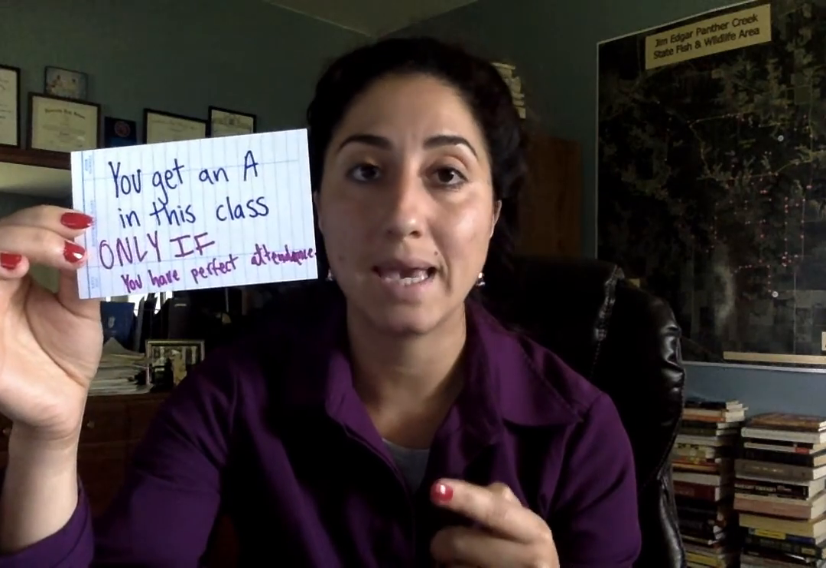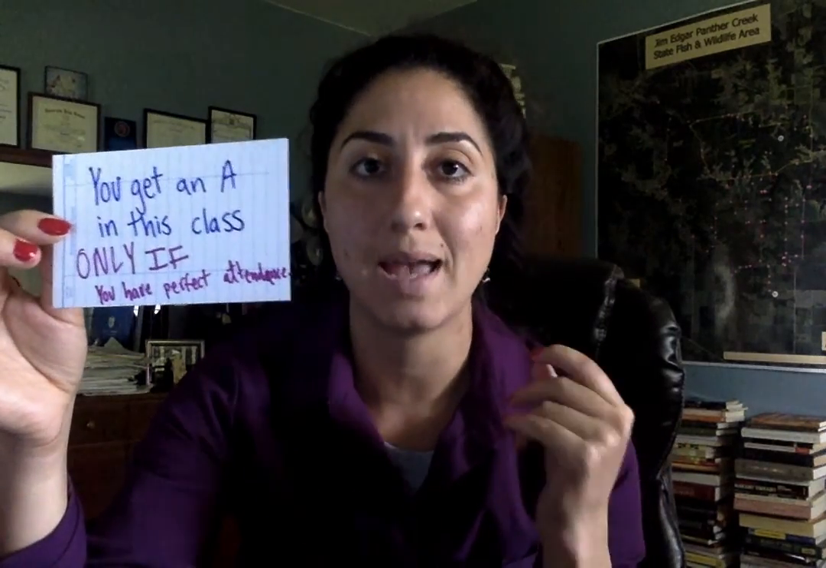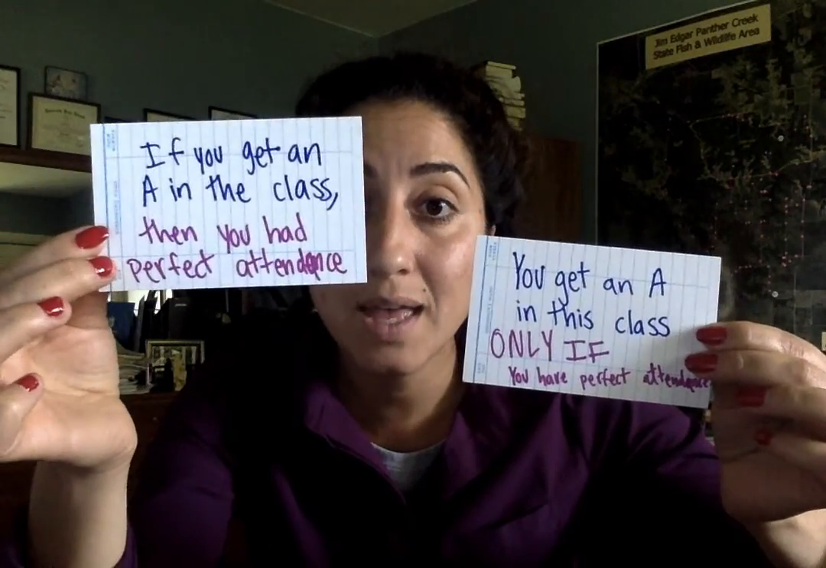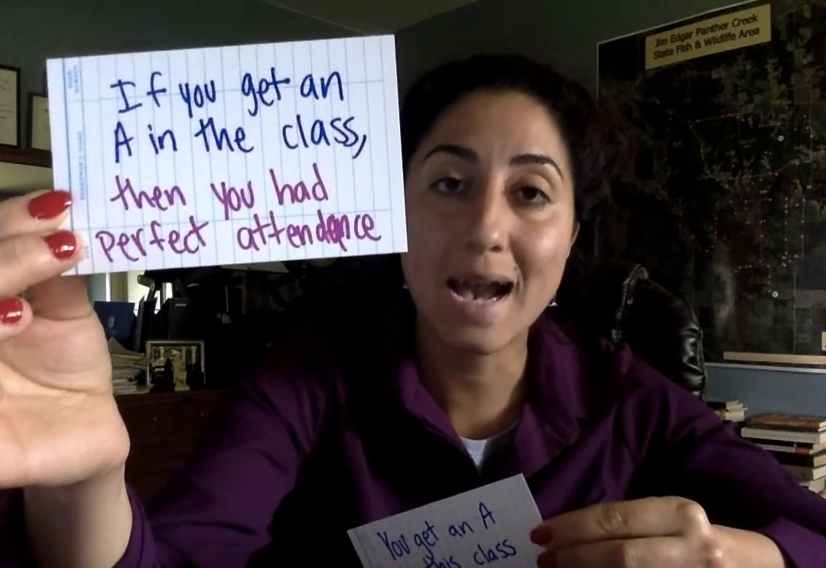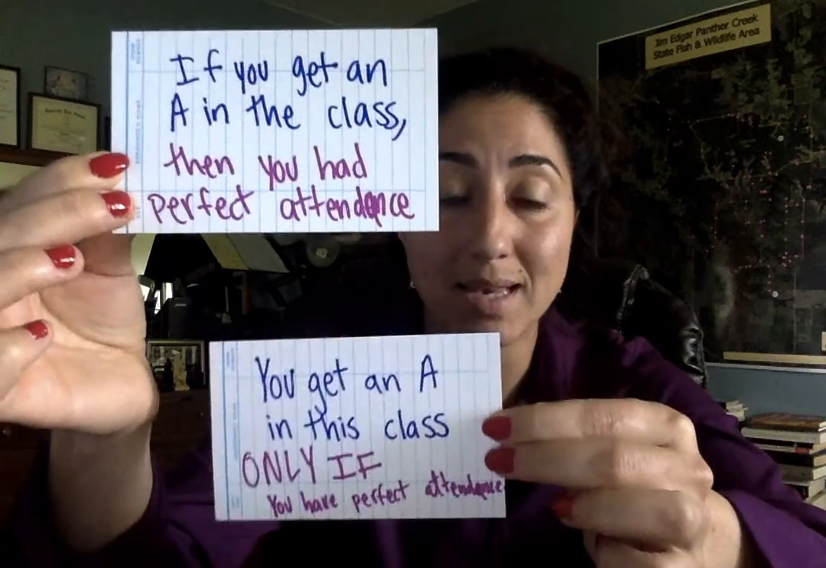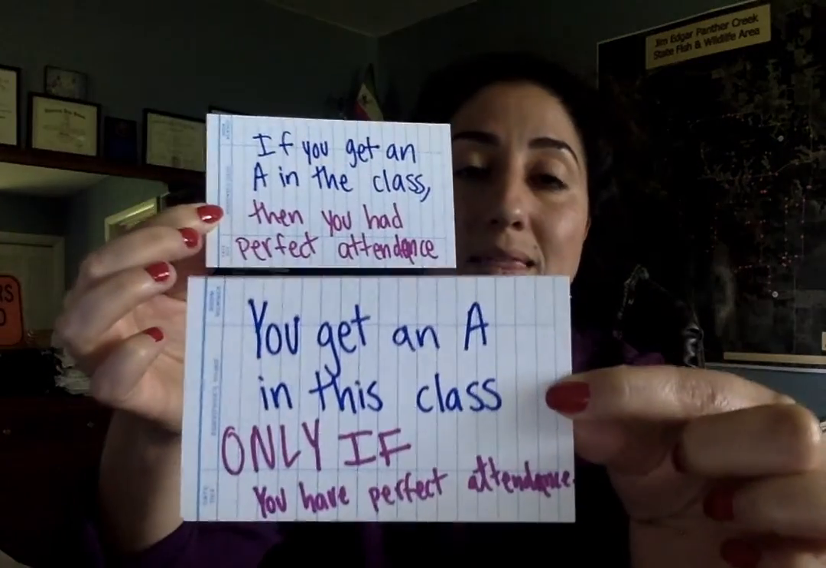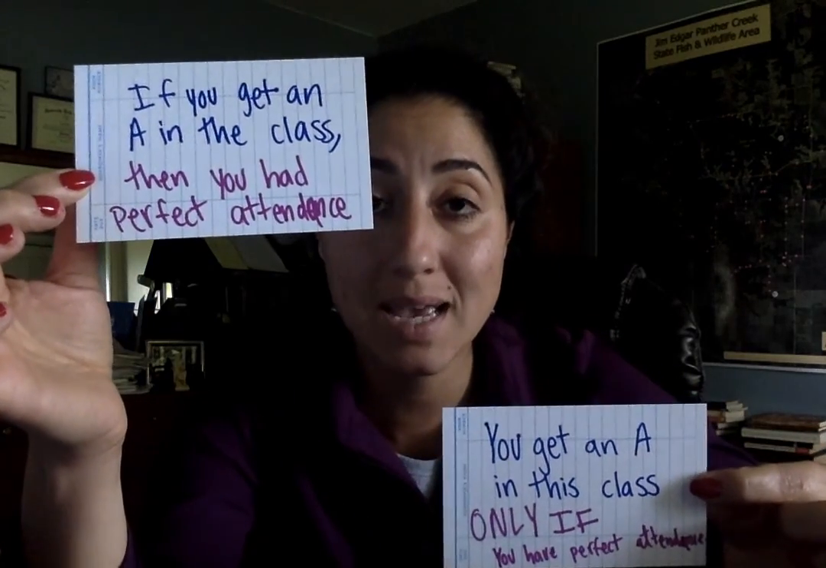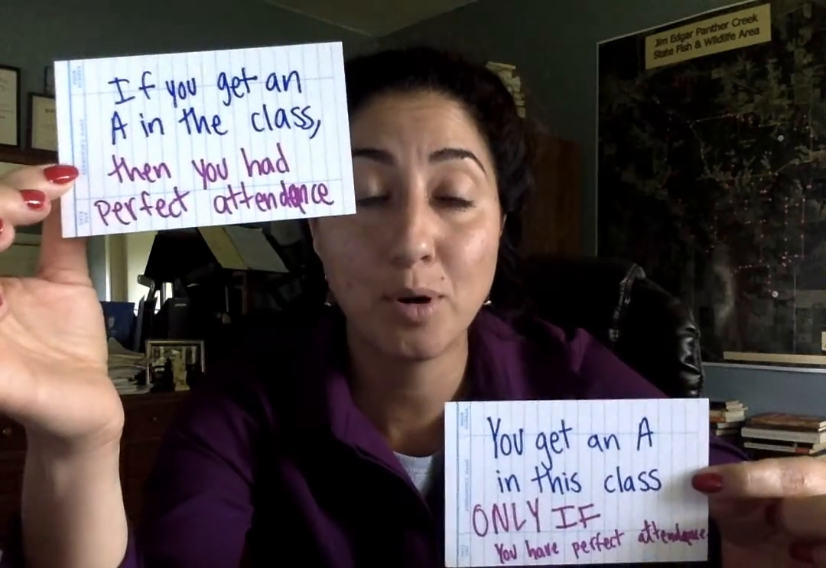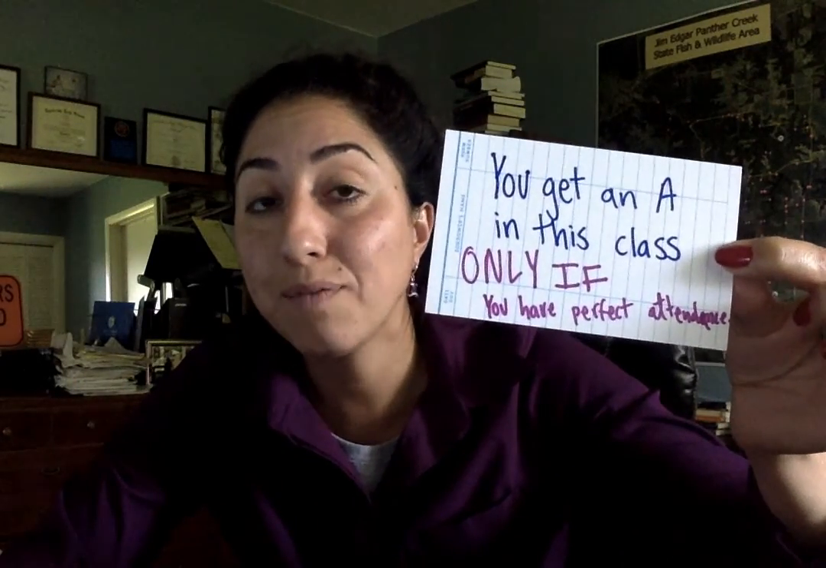You can do an A on all your homework, all the discussion, every test, but if you don't have perfect attendance, you will not have an A. In other words, if you have an A, then you had perfect attendance. This tells you the exact same information as this. These are equivalent statements in a sense because you can translate this into standard form and it would give you that. If you have an A in the class, then you had perfect attendance because you have an A in the class only if you have perfect attendance.